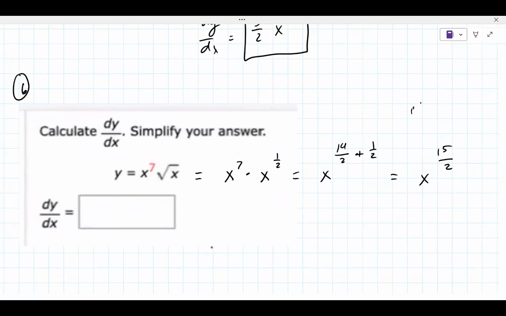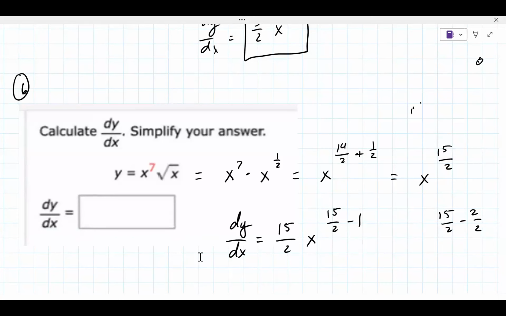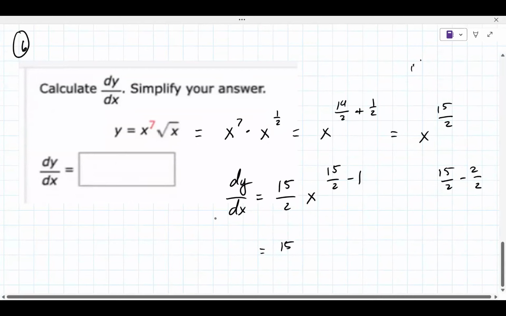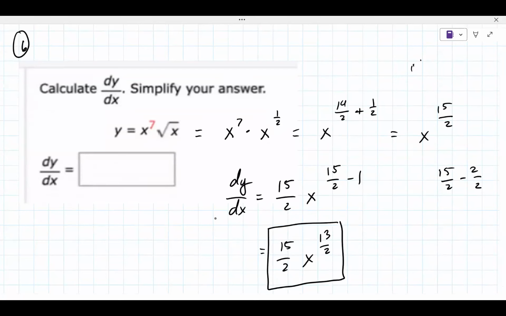Then your derivative dy/dx is equal to 15 over 2 x to the 15 over 2 minus 1. That becomes minus 2 over 2. Sometimes you have to come off to the side and write it. So it'd be 13 over 2. So your derivative is 15 over 2 x to the 13 over 2 power. Okay, that's not bad. Use the calculator. Okay, let's go back to number 4 now.